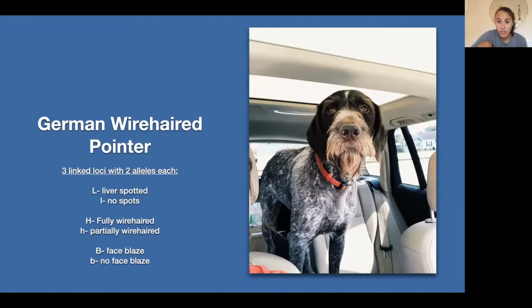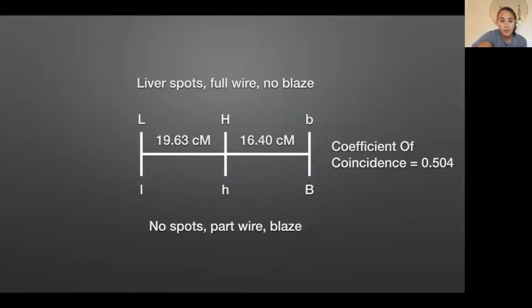In this picture, this is my dog Vegas. You can see that she has a face blaze, a little white on her forehead. She doesn't have liver spots on her body, and she's only partially wire-haired because her body isn't fuzzy like her face is. So here's my genetic map for these 3 loci.